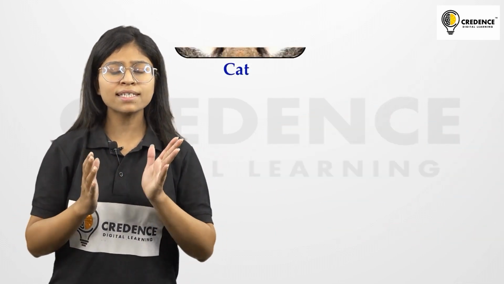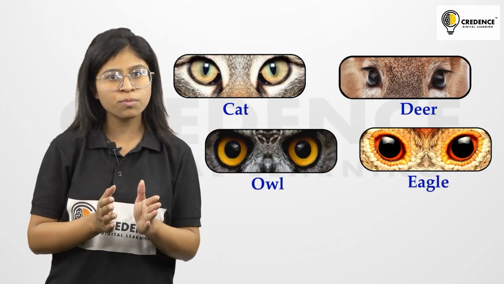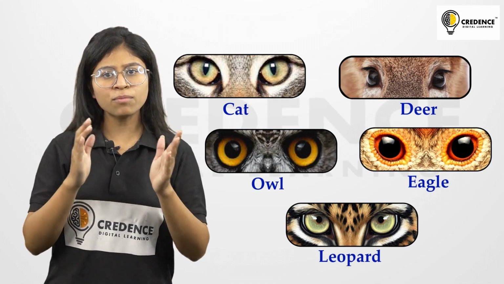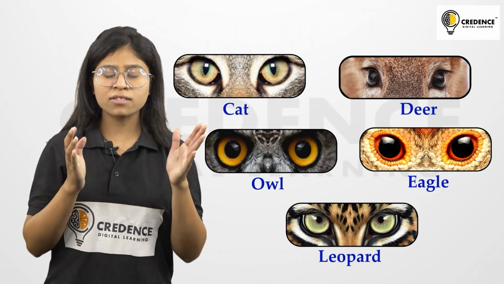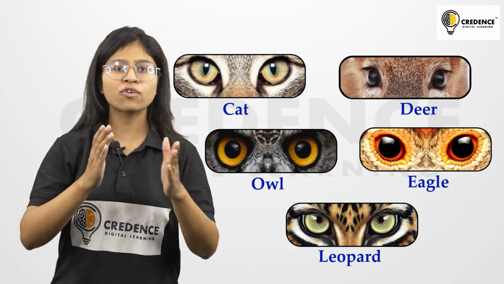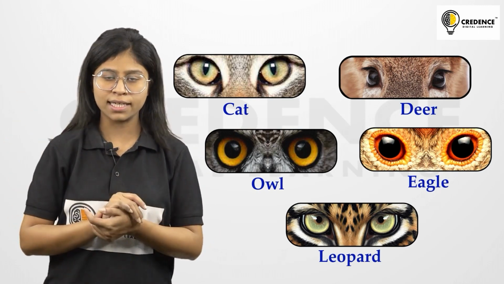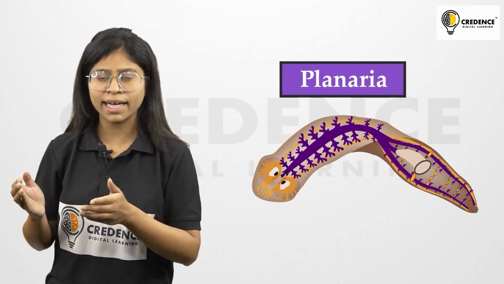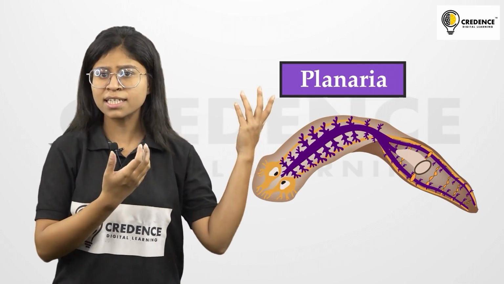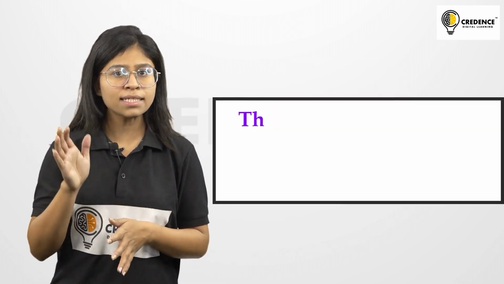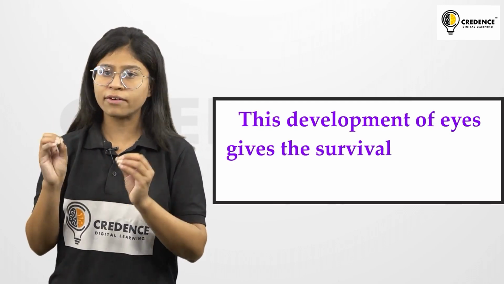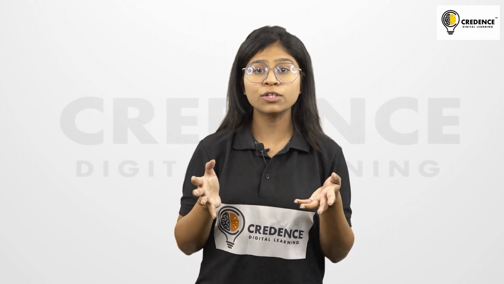Now if I talk about human eyes, over the years we can see more and more complex organisms, not just human beings but animals as well, in which the structure of eyes has developed and evolved in different organisms. From here we can conclude that whatever structure of eye we can see today has evolved from the structure of eye which was present at some time in planaria. The development of eyes gives a survival advantage for the particular organism. So here we can conclude that the evolution of eyes is an example of evolution which has taken place in stages.